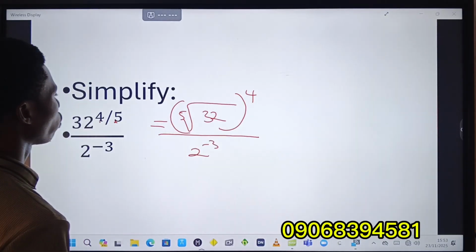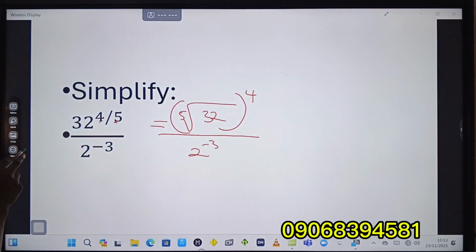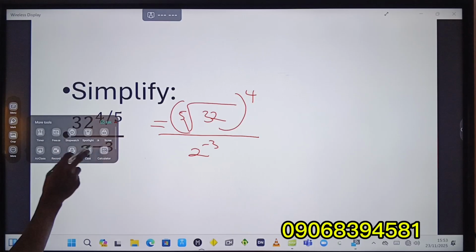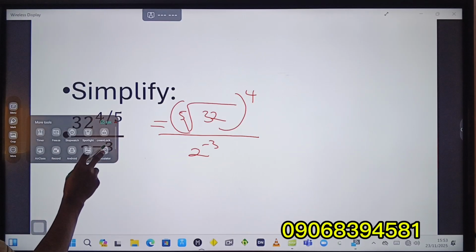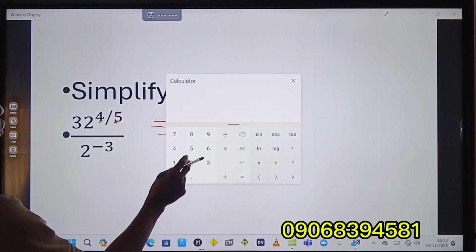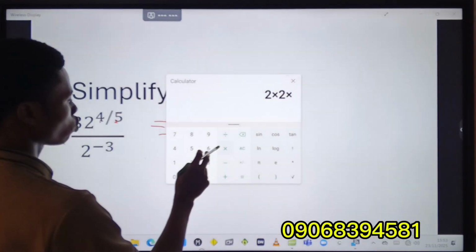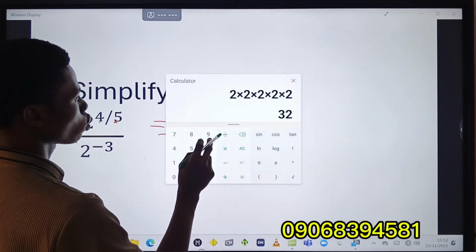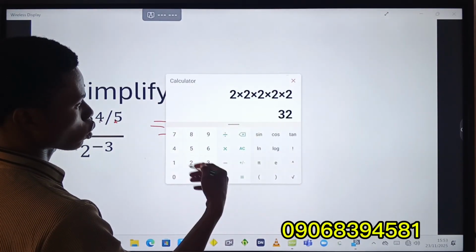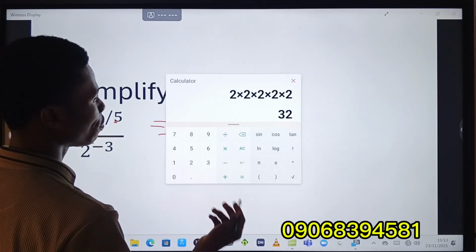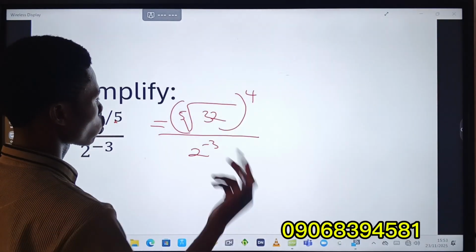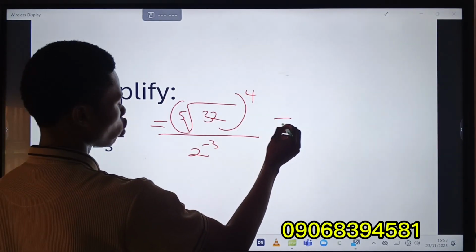Now what's the fifth root of 32? I can just tell you, but check. The fifth root of 32, what will you multiply 5 times for you to get 32? Check your 2. 2 times 2 times 2 times 2 times 2. That's 2, 5 times will give us 32. Meaning the fifth root of 32 is what? 2. So everything in this bracket becomes 2.